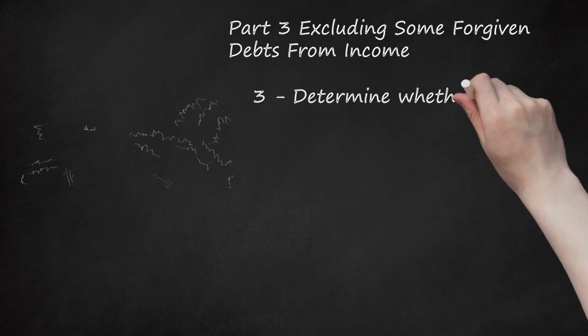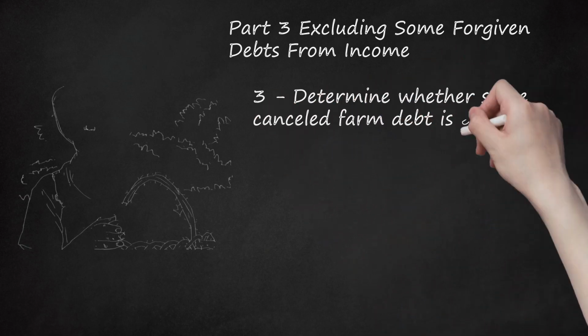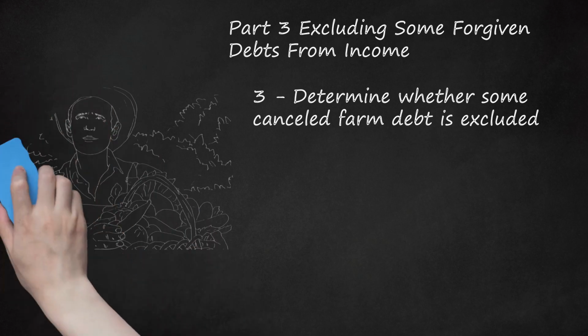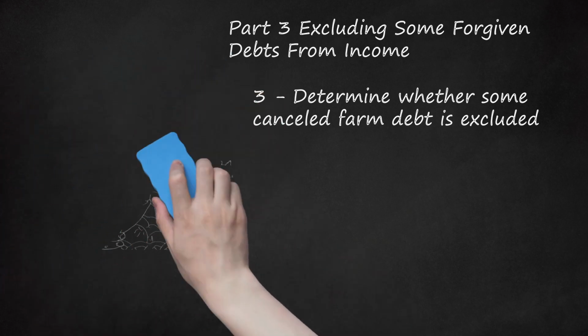3. Determine whether some canceled farm debt is excluded. If you make more than half of your living from farming, and you received a canceled debt, you may be able to exclude this from taxable income. The formula for calculating the allowable exclusion is fairly technical, so you should consult with an accountant to see if this will apply. To report an exclusion for canceled farm debt, you need to get IRS Form 982 and check the box on line 1C. On line 2, report the amount of the qualified canceled farm debt.